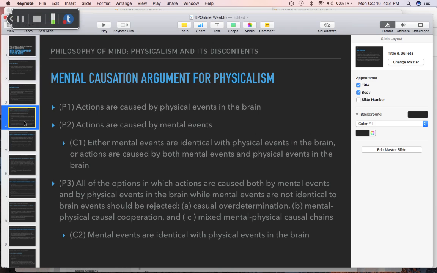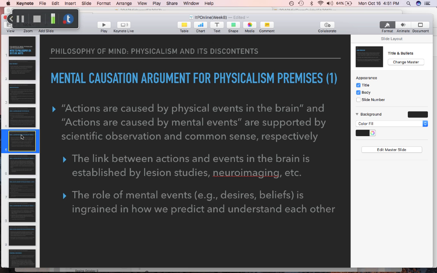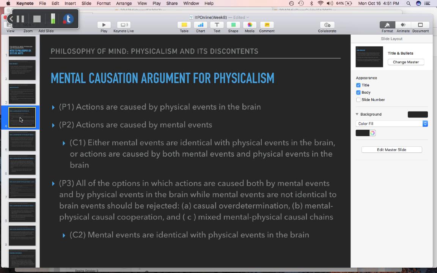Premise 3, all of the options in which actions are caused by mental events and by physical events in the brain, while mental events are not identical to brain events, should be rejected. And here are the three options: causal overdetermination, mental to physical causal cooperation, and mixed mental physical causal chains. Conclusion 2, mental events are identical with physical events in the brain, and that's the end, right? So, like I said, these sound very technical and very jargony. There's lots of purpose-made philosophy of mind lingo in here that you're not really going to find anywhere else. So let's go through all this.